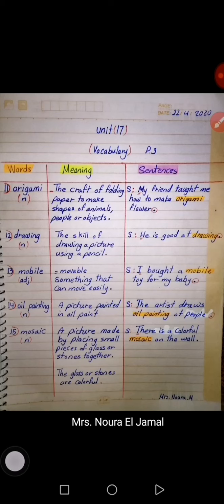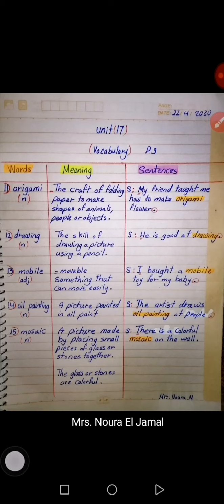Number 14, oil painting. Oil painting is a noun also. A picture painted in oil paint, we can call oil painting. My sentence will be, the artist draws oil painting of people. Number 15, mosaic. Mosaic is a picture made by placing small pieces of glass or stones together. The glass or stones are colorful.